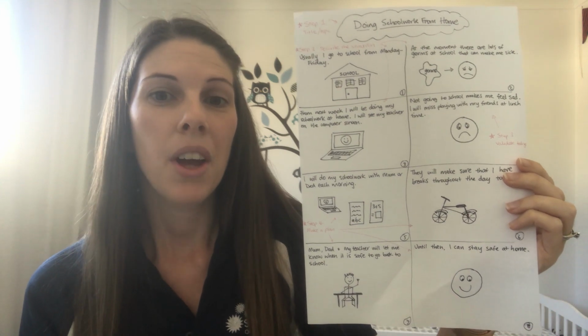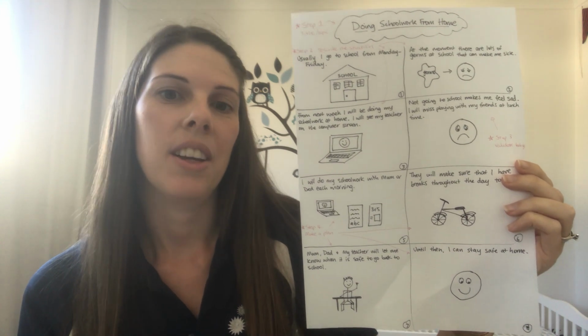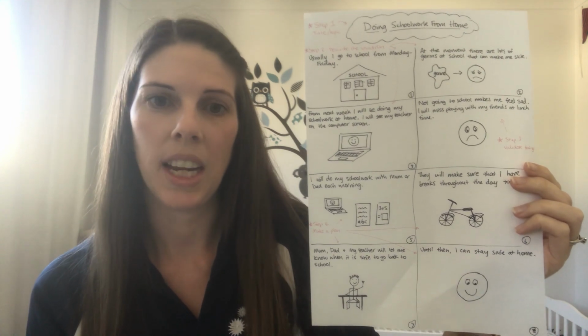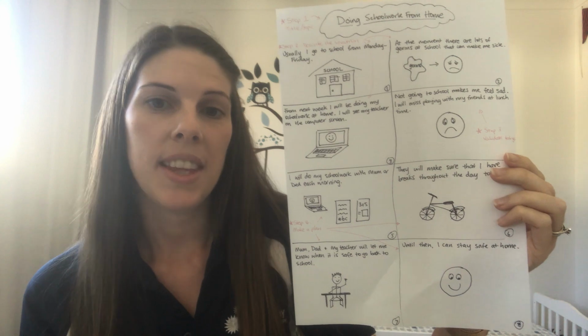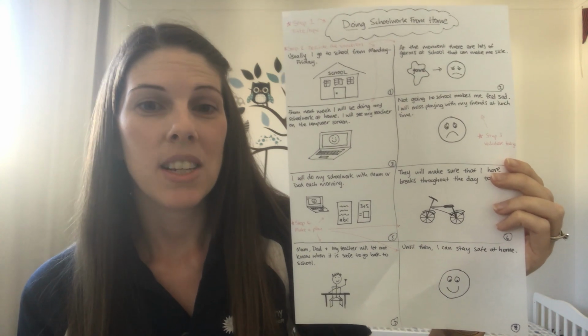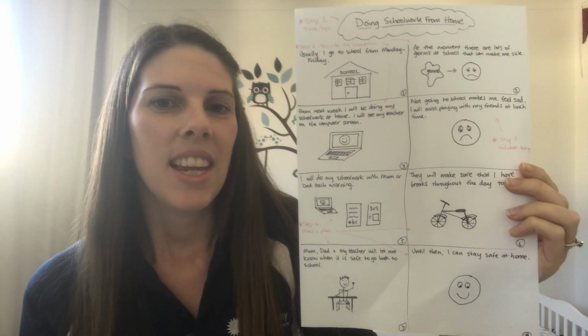And then step four, we've outlined a plan for what your child can do. So I'll do my schoolwork with mum and dad each morning. They'll make sure I have breaks throughout the day to play. Mum and dad and my teachers will let me know when it's safe to go back to school. And until then, I can stay safe at home.